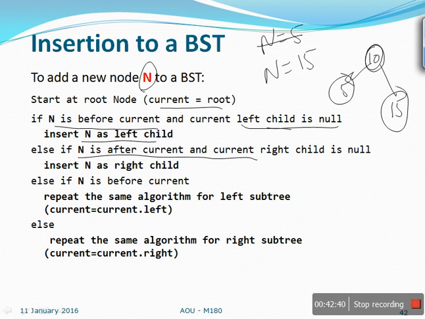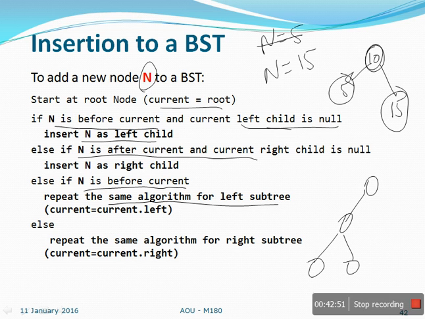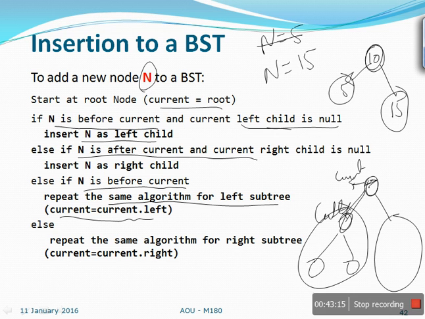Else, if n is before current, repeat the same algorithm on its left subtree. For example, if it has a subtree, something like this, and you start from the root node and you see there is a subtree, then we repeat the same process recursively, making this the root, where current is equal to current dot left. So we move from the root to the left of it if it is a lesser value than the root. If it is a greater value, we move to the right subtree, okay, and we repeat the same process.